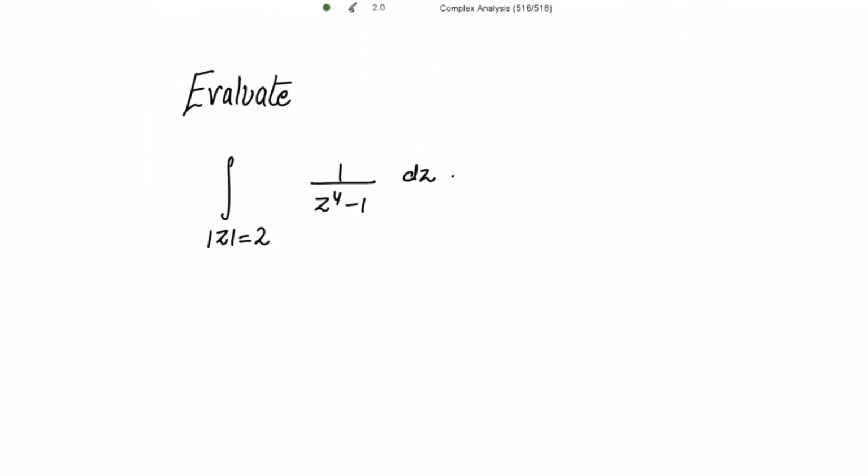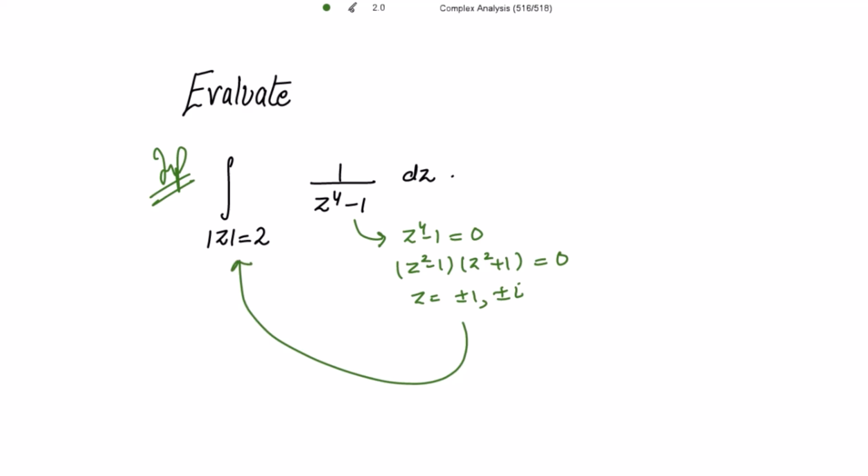Now we are going to evaluate this integral, that is very important. Taking the denominator equal to 0, we get (z² − 1)(z² + 1) = 0, that is z = ±1 and z = ±ι. How many of these points lie inside this circle? All the points lie inside this circle, because this circle has radius 2. So definitely all these points lie inside this circle.